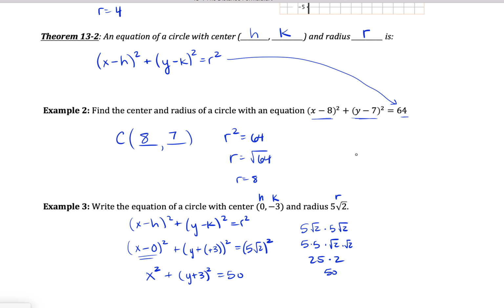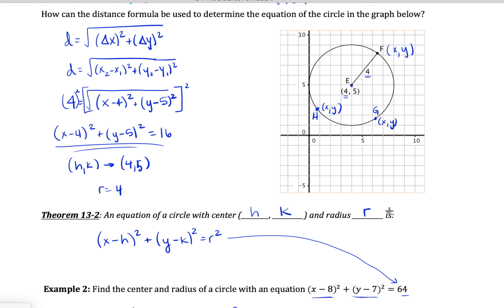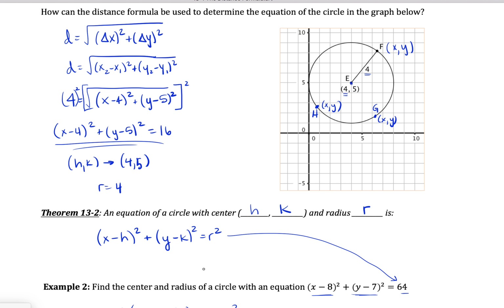Okay, folks, that's it for section 13-1. We learned about the distance formula, and we learned about the general equation of a circle. So good luck with the homework, and we'll see you in the next video.